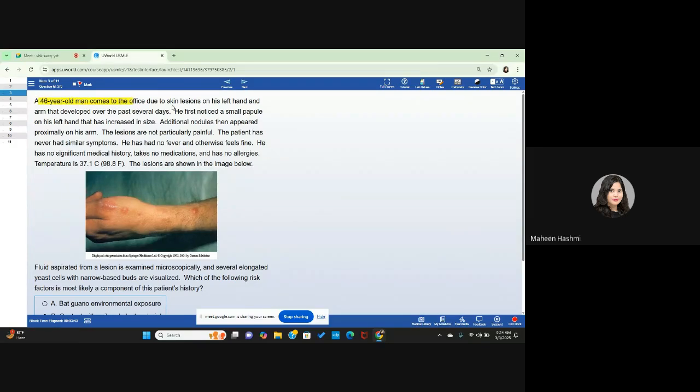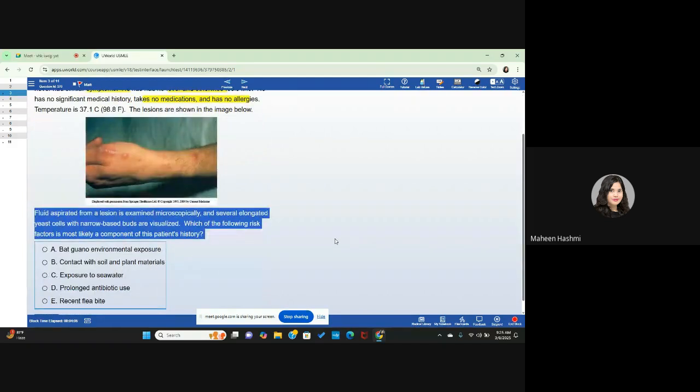A 46-year-old man comes to the office due to skin lesions. He first noticed a small papule on his left hand that increased in size. All right. The lesions are not painful. That's very important for you to divide. The patient has never had any similar symptoms. He does not have any fever, no medical history, no allergies.